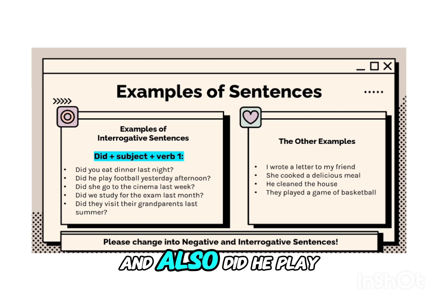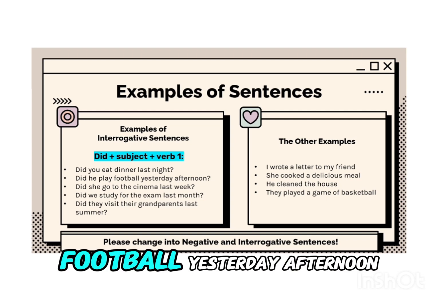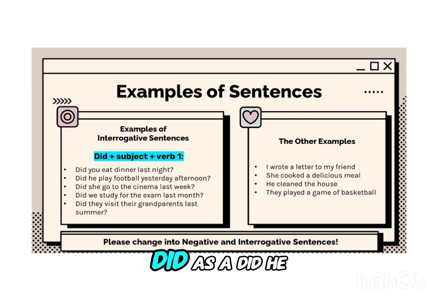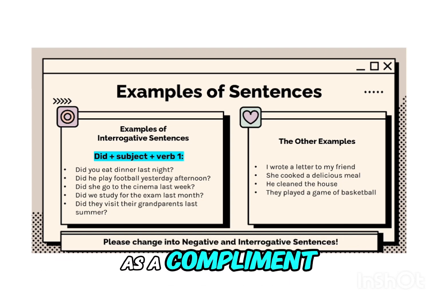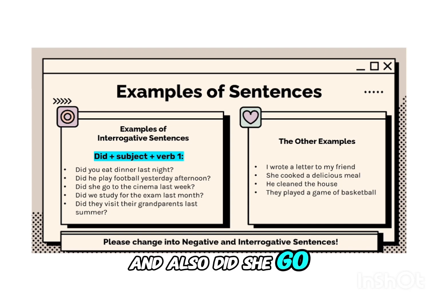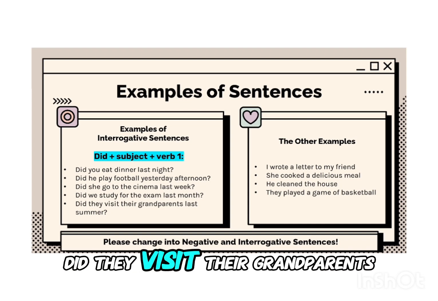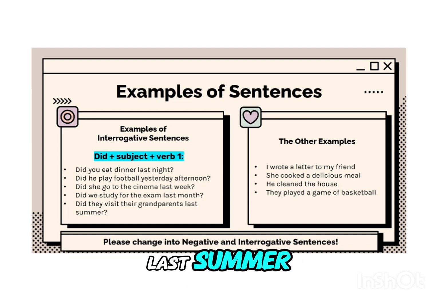And also, did he play football yesterday afternoon? Did, he as a subject, play as the verb 1, and football yesterday afternoon as a complement. And also, did she go to the cinema last week? Did we study for the exam last month? Did they visit their grandparents last summer?